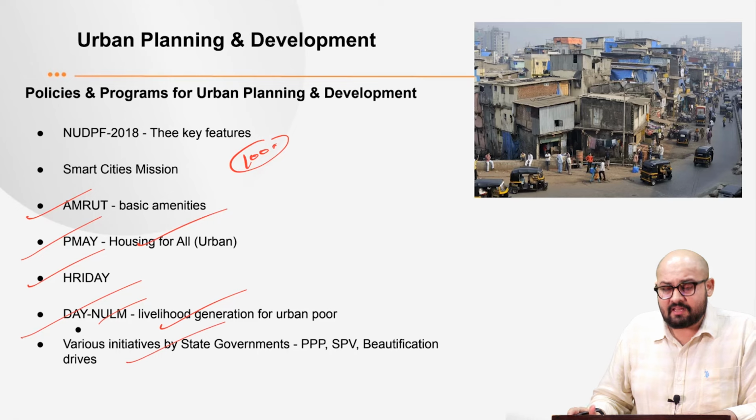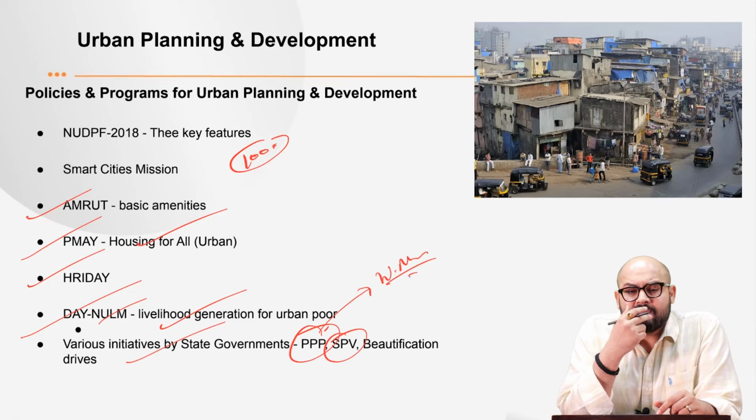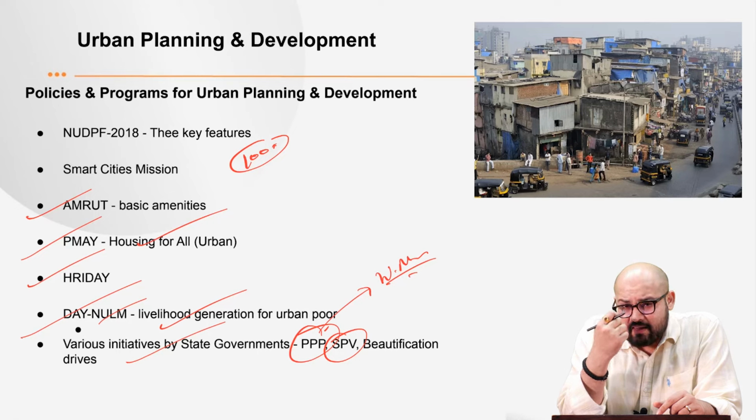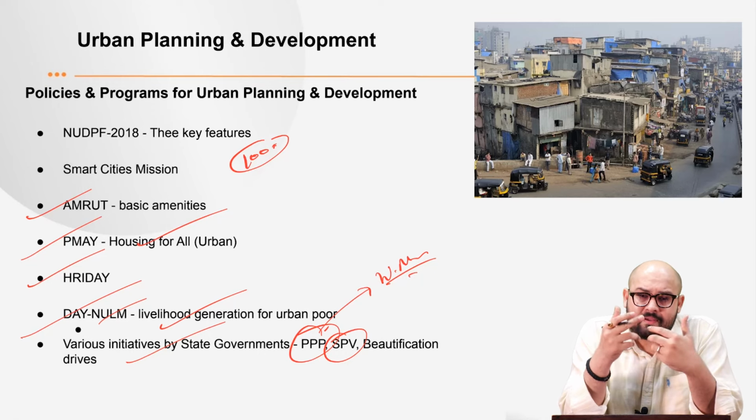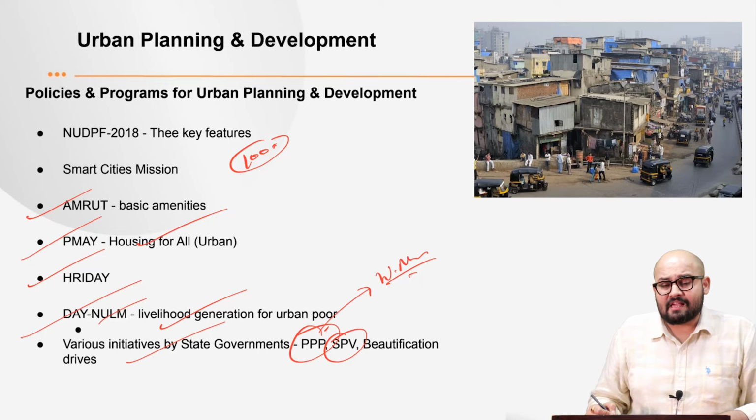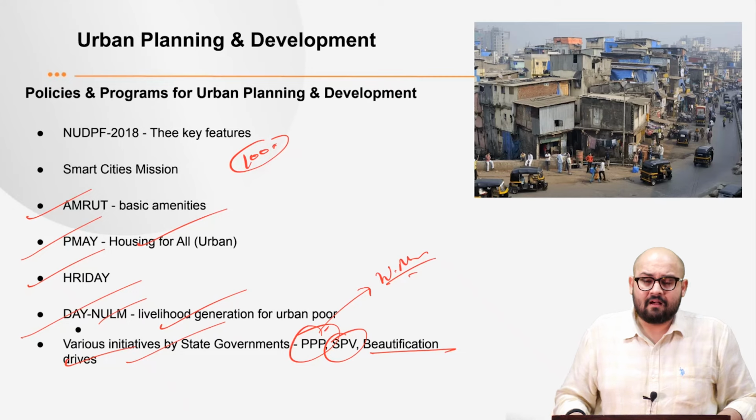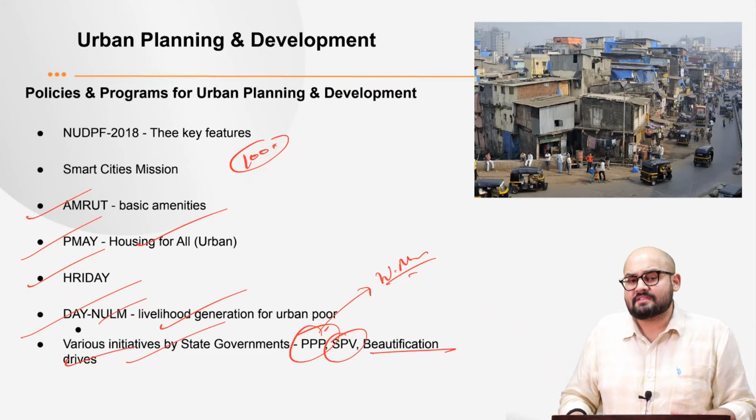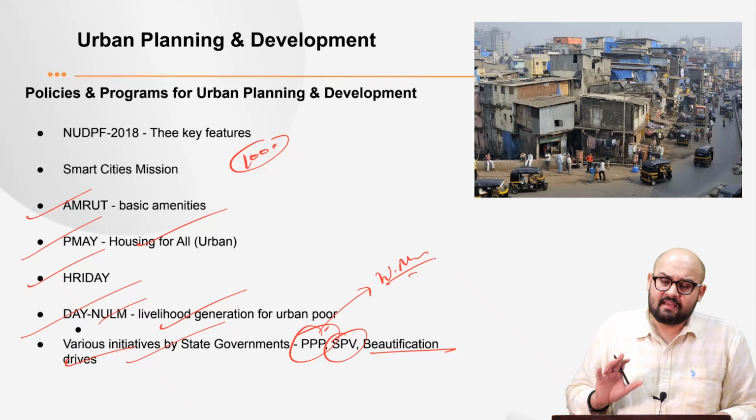Then we have got various initiatives by the state governments. We have got public-private partnerships in waste management, right? Then we have got special purpose vehicles. So these special purpose vehicles are made for specific infrastructure projects in different cities, and they are very efficient, right? They are known to implement a project on a quick basis, on a faster basis, right? So that is what the SPV is all about. Then we have got beautification drives. So we have got green spaces in the cities. So beautification drives take place. That is what we call different initiatives by the state governments.